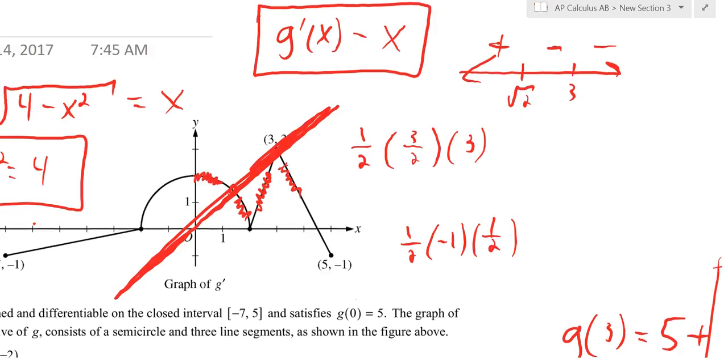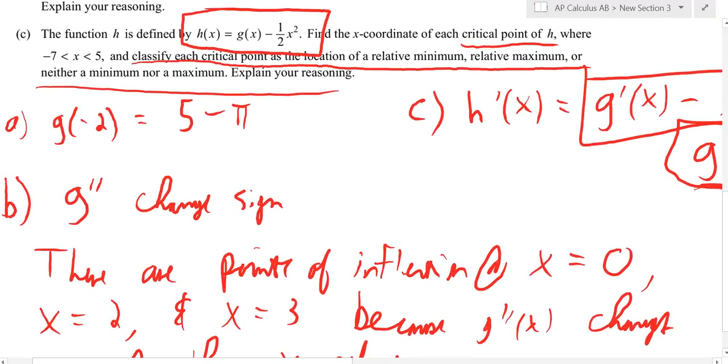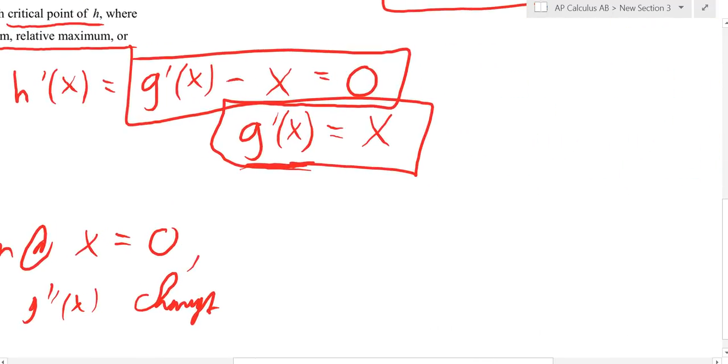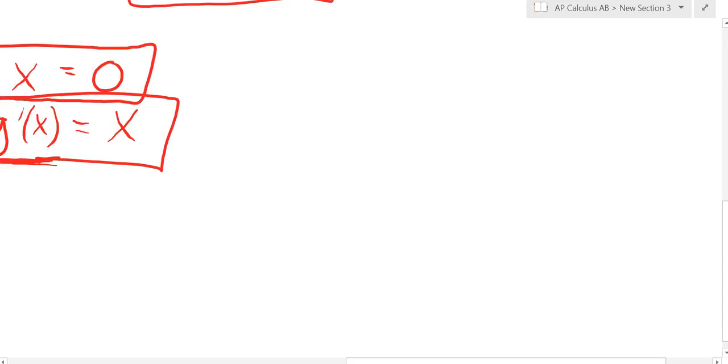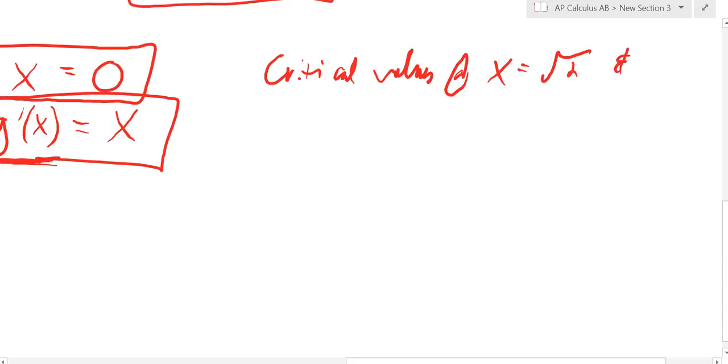Cool? So you're going to write, look, it says find them and classify them and explain. Cool? So you'd write critical values at x equals root 2 and x equals 3, right? Now you got to write a little bit here, okay? Your number line is not explanation ever. You can use your number line, it's not wrong to do it, but it's never your explanation, okay? X equals root 2 is a max.